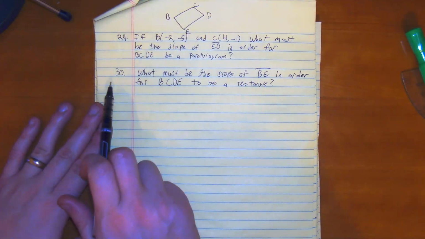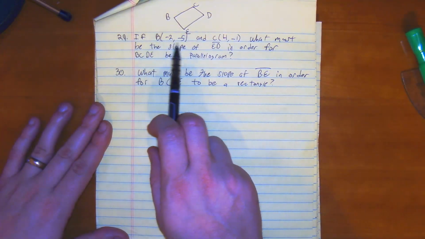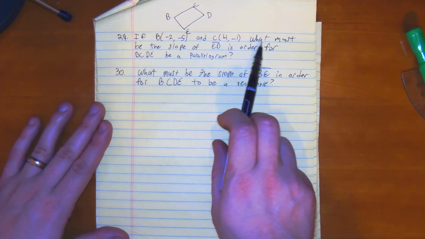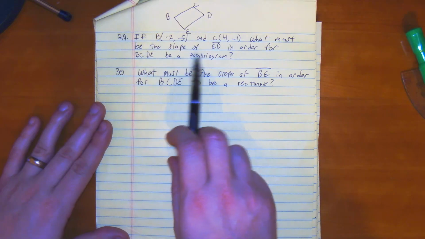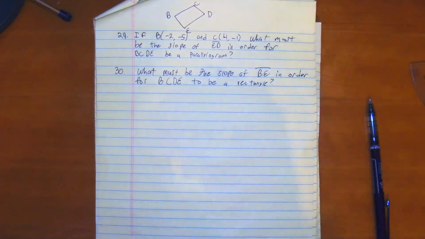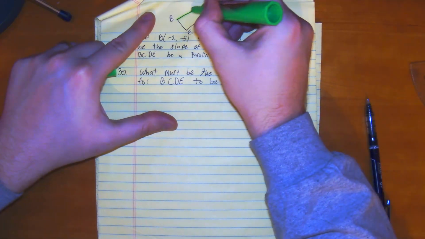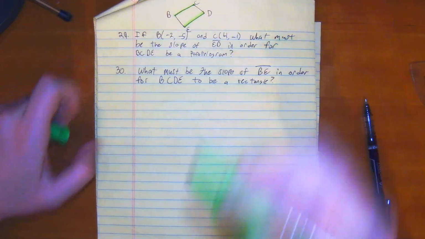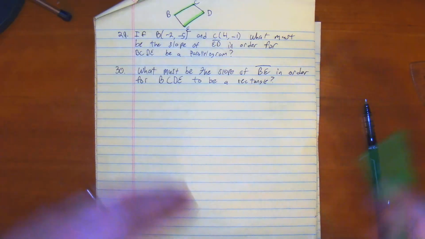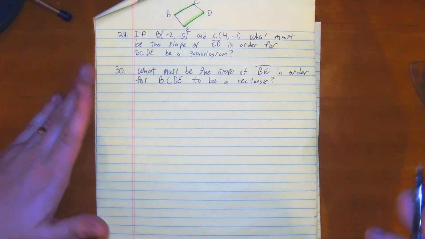We're looking at 29 and 30. If B is (-2, -5) and C is (4, -1), what must be the slope of ED in order for BCDE to be a parallelogram? So we're given the slope of BC, and we're trying to see what the slope has to be for ED. Well, if it's a parallelogram, then BC has to have the same slope as ED.